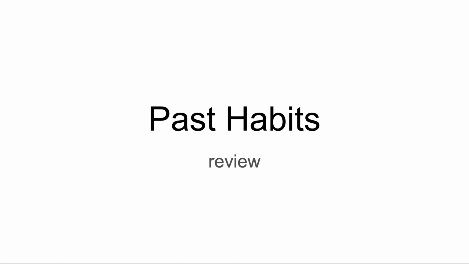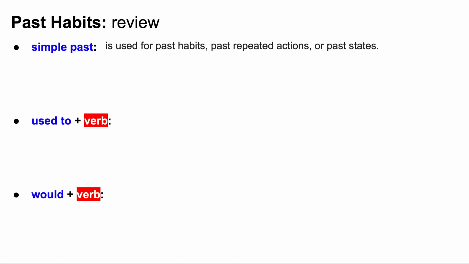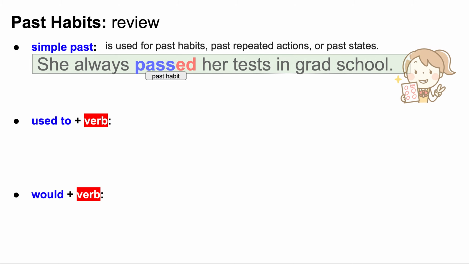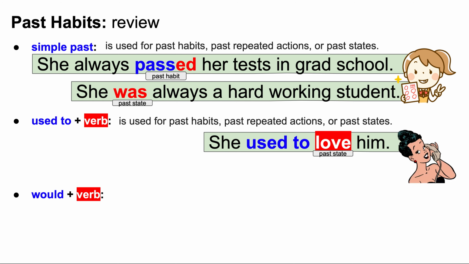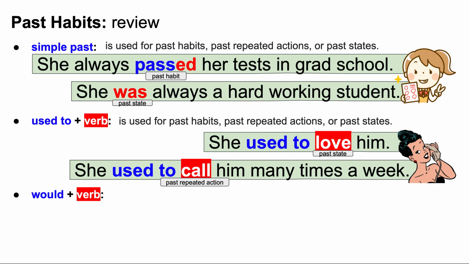Now let's do a quick review. The simple past is used for past habits, past repeated actions, or past states. For example, she always passed her tests in grad school is a past habit, and she was always a hardworking student is a past state. Used to plus a verb is used as well for past habits, past repeated actions, or past states. For example, she used to love him is a past state. And she used to call many times a week is a past repeated action.